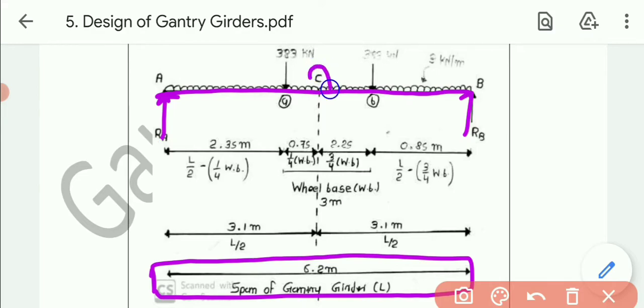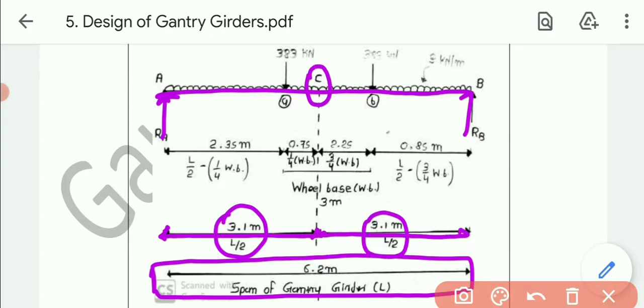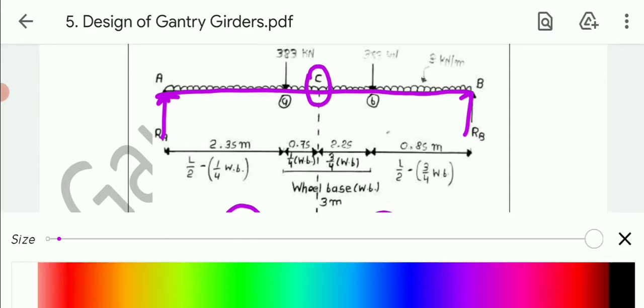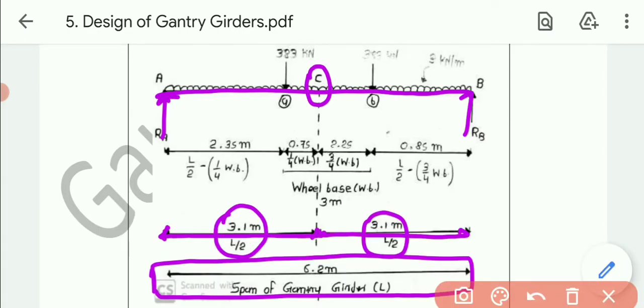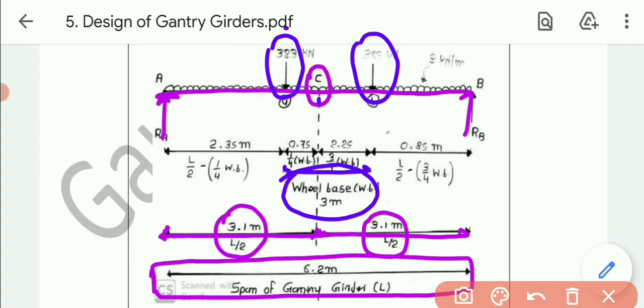Then we need to take the center of this one, C. So total span is 6.2 meters, so the center will be 3.1, as well as this one is also 3.1. So this one is the center. Now from the center, this is our wheelbase. Wheelbase means these are our wheels. The distance between two wheels of the crane girder is known as wheelbase. That is given to us in the data, that is 3 meter.